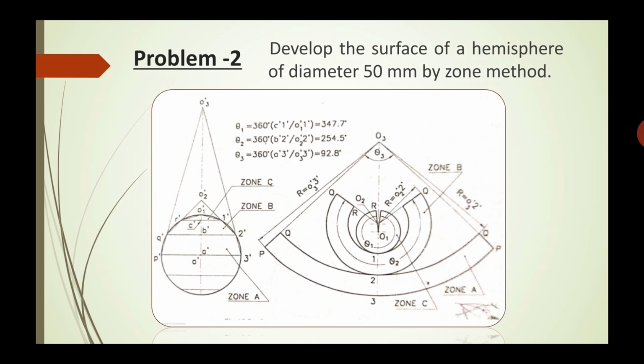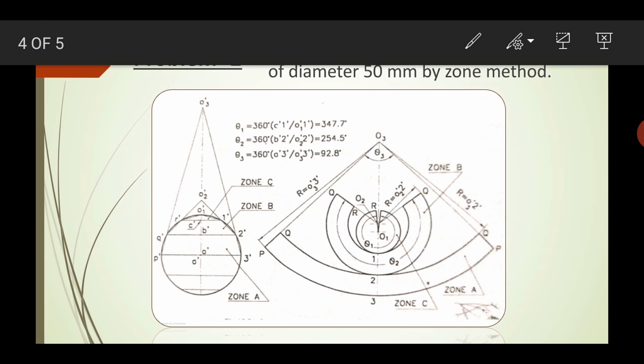Step number 1 is to draw the front view of the sphere and divide the top hemisphere into 3 zones of equal width. As you know, there will be 3 zones available. I will mark them: zone A, zone B, and zone C.